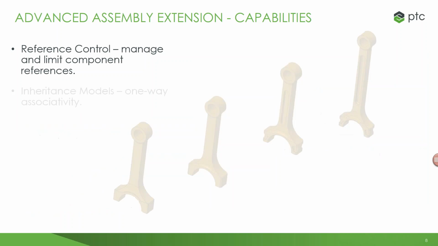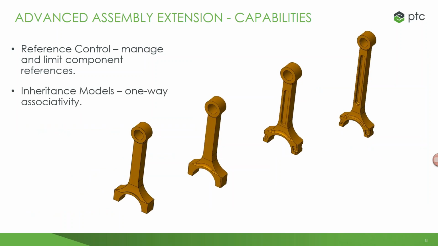You can also work with inheritance models, which are basically one-way associativity. So if you're working off a model or you have a product that is very similar in nature and you just want to add on to it a little bit step by step, you can inherit that information from previous models and incorporate that into your new design very easily without impacting the ones that are upstream.